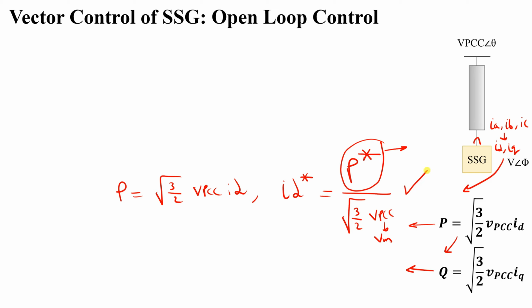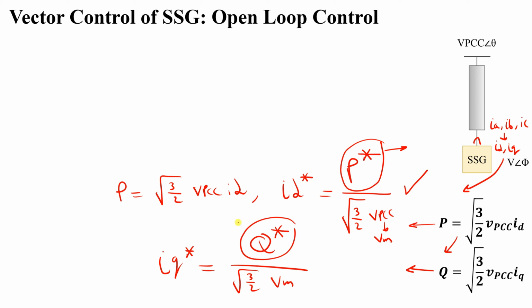You will get ID reference. Similarly for Q, you will find that IQ reference will be what kind of reactive power do you need, divided by root 3 over 2 Vmax. So what kind of Q would you like to inject, making Q positive? Or would you like to absorb Q from the grid? You would like to take reactive power from the grid, so make it negative. Or you would like to make it 0 and work at unity power factor. Don't inject and don't absorb any reactive power. All of this can be achieved by controlling ID and IQ.